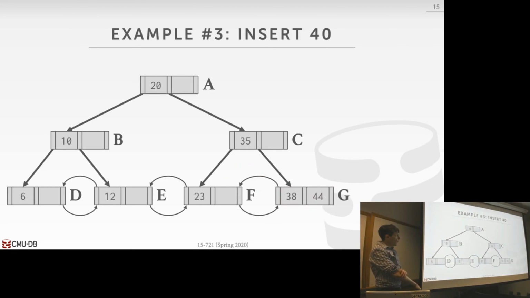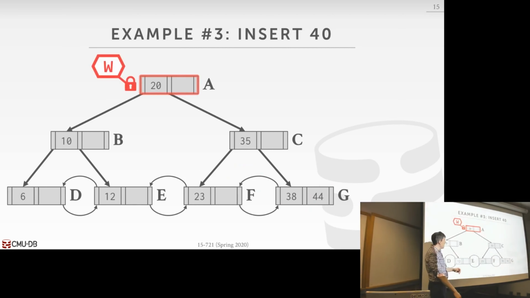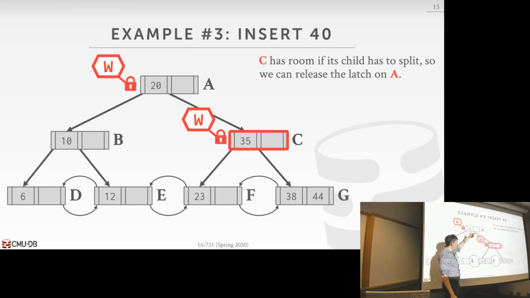All right, so insert 40. Take the write latch on A, take the write latch on C. Now in this case, we know that if we have to do a split below us, C has extra space for another key, so we don't have to split this node. So it's safe for us to release the latch on A.